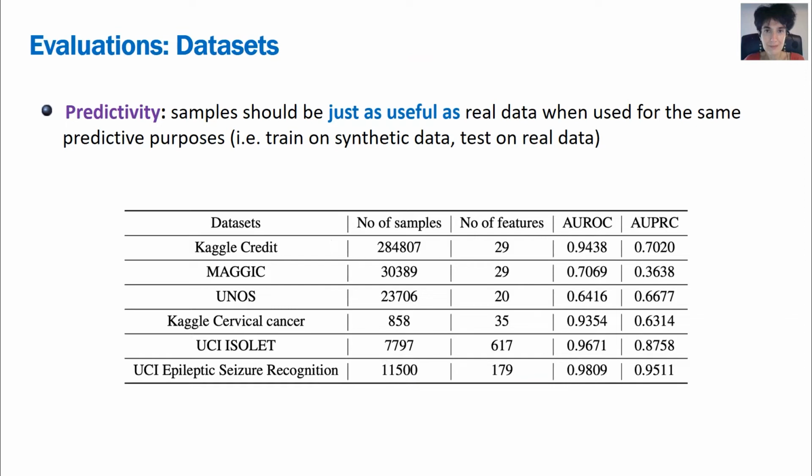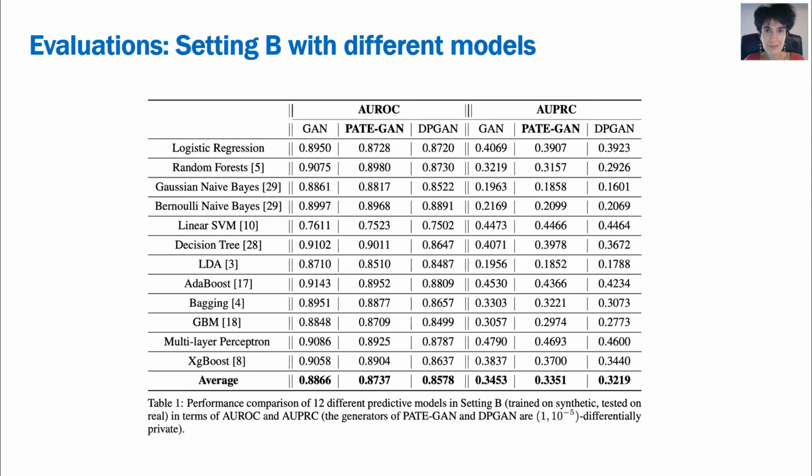Two of the data sets are private medical data sets called MAGIC and UNOS. All data sets are tabular data with various numbers of samples and dimensions, and the area under the receiver operating curve and the precision recall are reported in the tables of setting A. So what you see here is setting A, where we are training and testing using supervised learning on real data. Let us now move to setting B.